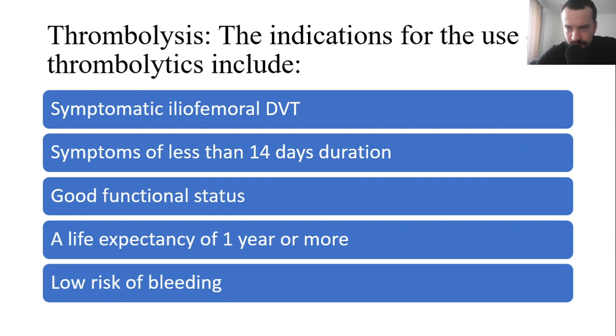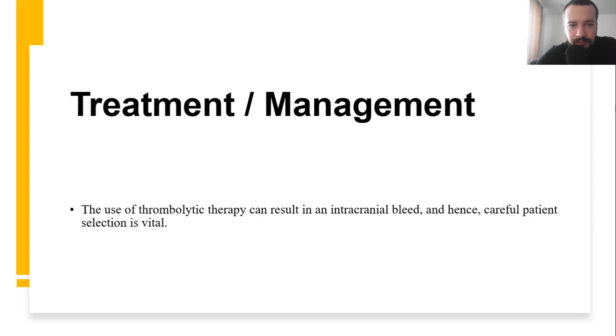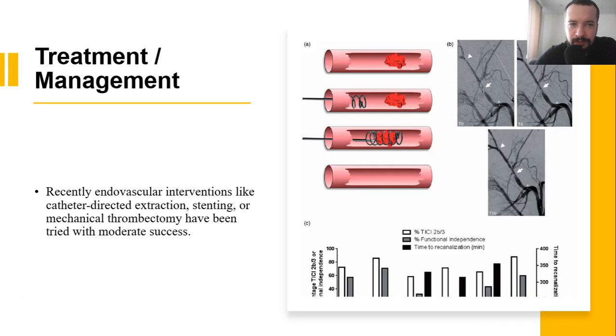Thrombolysis. The indications for the use of thrombolytics include symptomatic iliofemoral DVT, symptoms of less than 14 days duration, good functional status, a life expectancy of 1 year or more, and low risk of bleeding. The use of thrombolytic therapy can result in an intracranial bleed, and hence, careful patient selection is vital. Recently, endovascular interventions like catheter-directed extraction, stenting, or mechanical thrombectomy have been tried with moderate success.